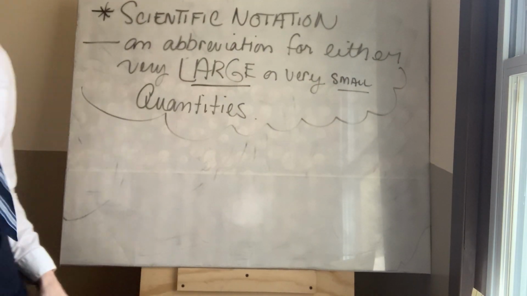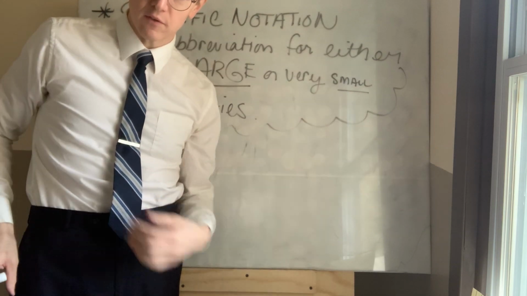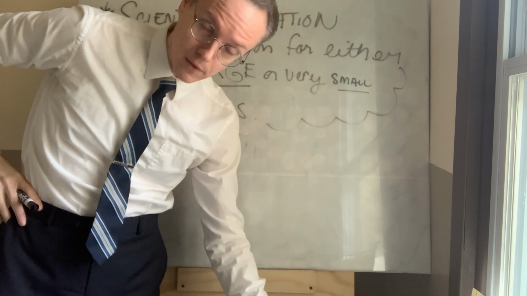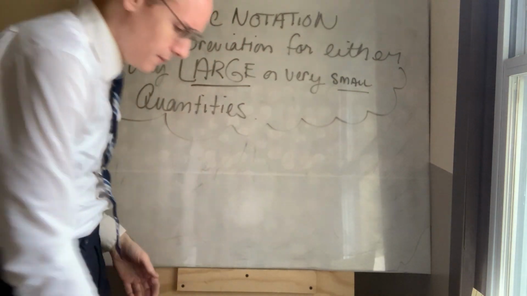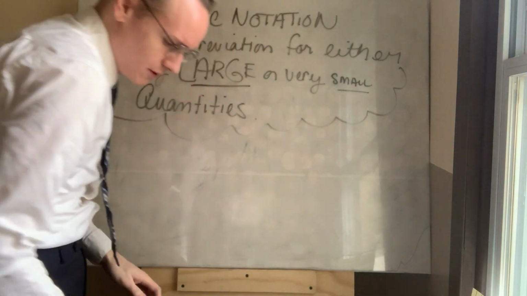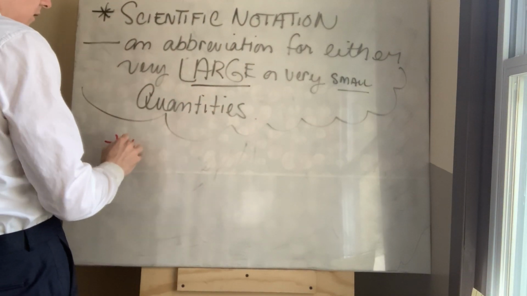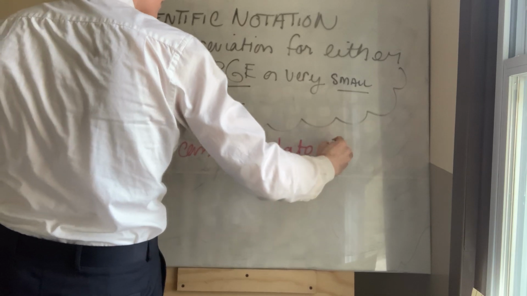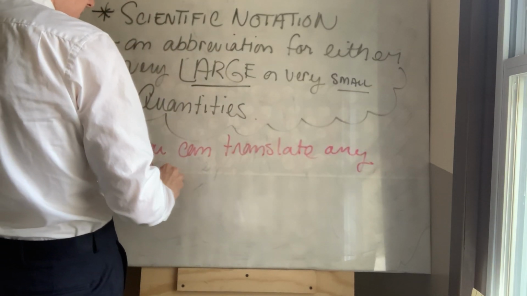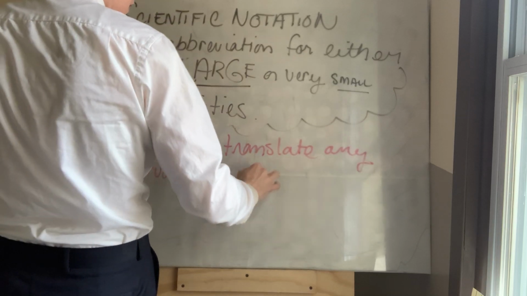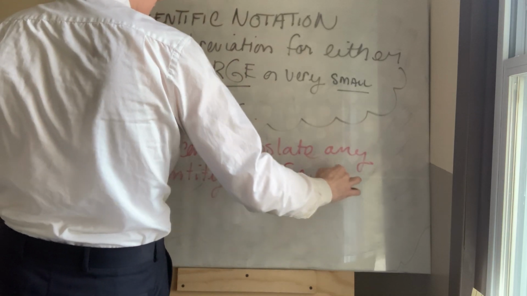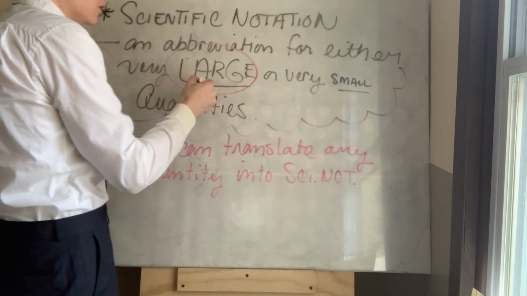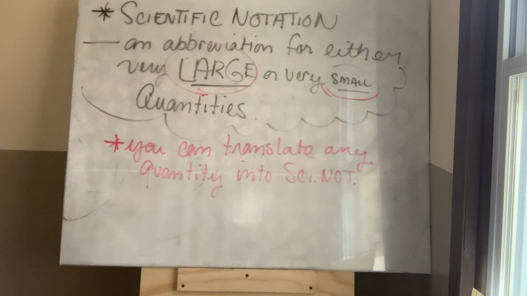Okay, and by large, I mean astronomical sizes. Something as big as a planet. Something very small is something being microscopic, or even smaller than that. You can translate any number, any quantity, into scientific notation. It is possible. It just isn't necessarily practical. It's practical when the thing is very large or very small, because it spares you some trouble.